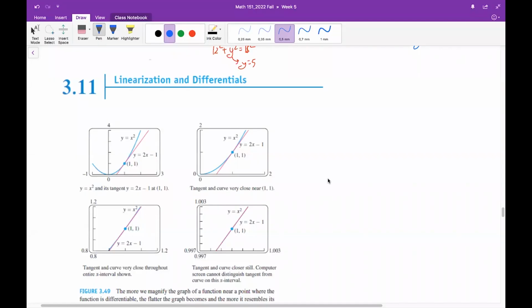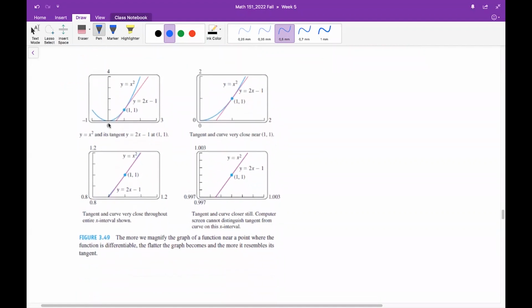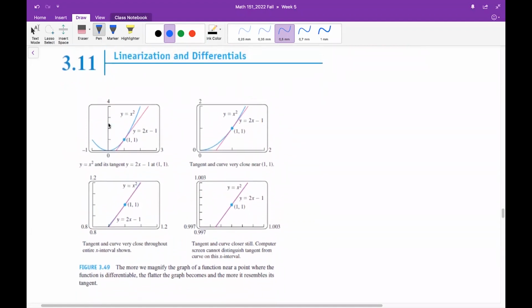Hi everyone, this is lecture video 17 and we will explain linearization and differentials in this lecture video. So look at these figures as the first thing. You will see the curve y equals x squared and the tangent line to our curve at the point x equals 1 here, right? So this is our curve, y equals x squared, and the pink one is the tangent line to the y equals x squared curve, at which point x equals 1, you see.